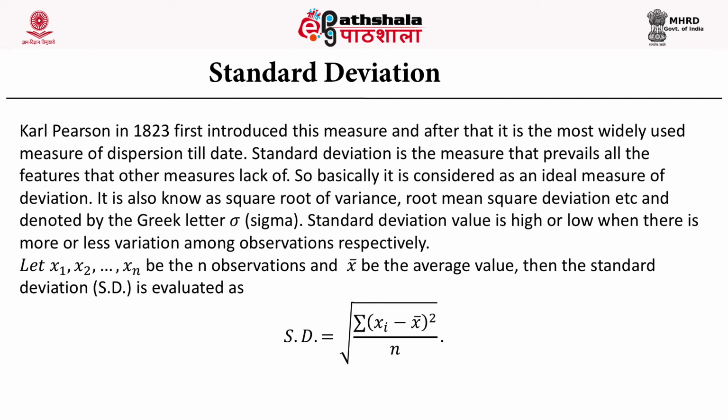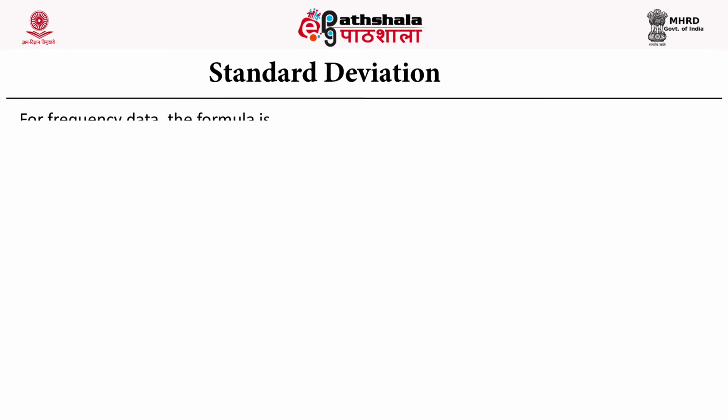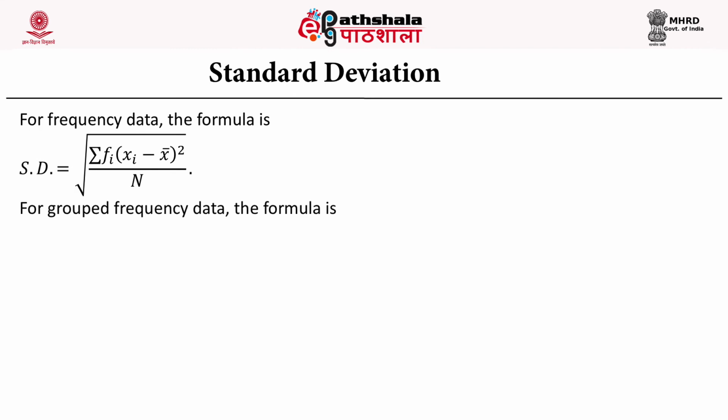Let us suppose we have n observations x1, x2, xn, and x bar be the average value, then the standard deviation is evaluated as the square root of summation of xi minus x bar whole square upon small n. For frequency data, the formula is the square root of summation of fi into xi minus x bar whole square divided by n, where fi represents the frequency and x bar is the mean value.